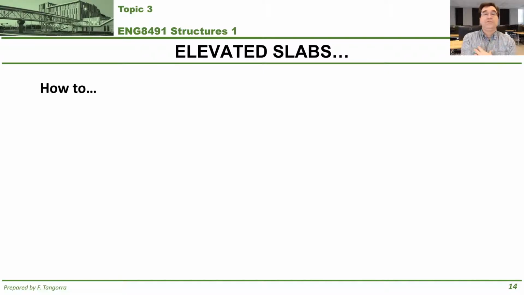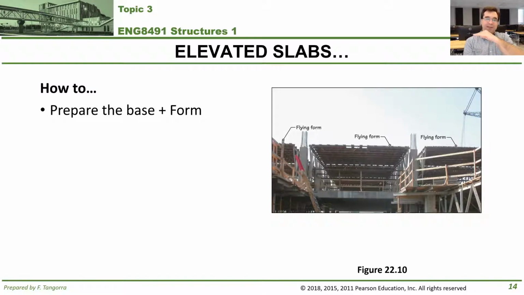So how are elevated slabs made? Well, in a manner that's very similar to slabs on ground, except that you don't have to prepare the ground because they're not poured against the ground. So instead, you prepare the base for it. And the base for it is usually a form of some sort. I'm showing here in figure 22.10 from your textbook an example of a flying form. So this is a form that's a solid flat piece properly built that is about the size of the floor or slab you're about to pour.